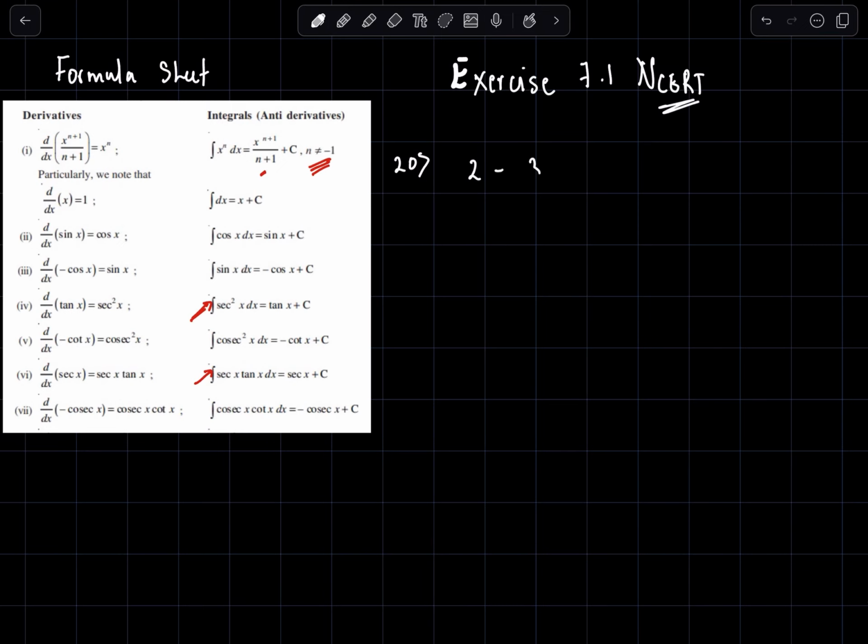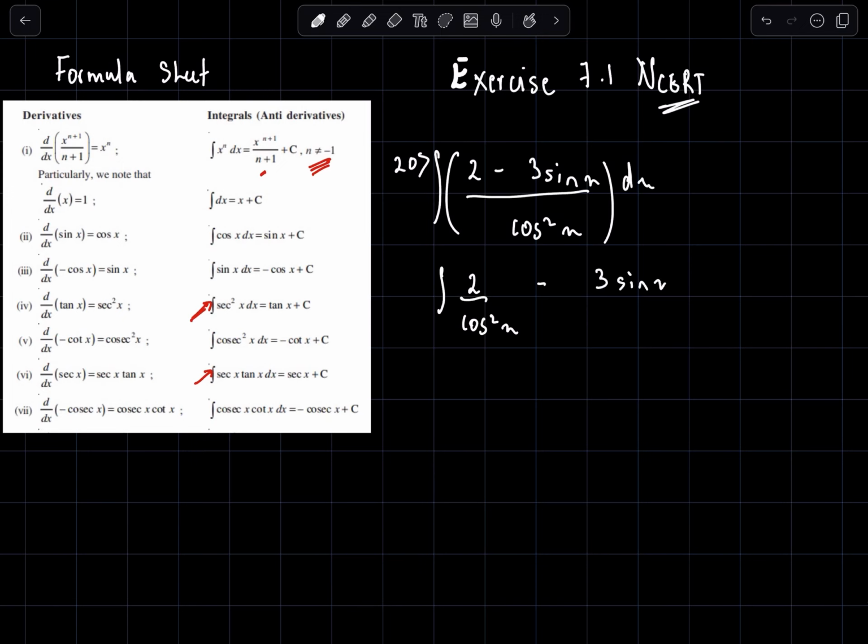So the integral of (2 minus 3 sine x) divided by cos square x dx. Now again, this is actually very simple. Each term divide by it. So integral of 2 by cos square x minus 3 sine x by... Now here's what I'm going to do. Instead of writing cos square x, I'm going to write cos x times cos x. We'll see why. I've just broken down the terms.